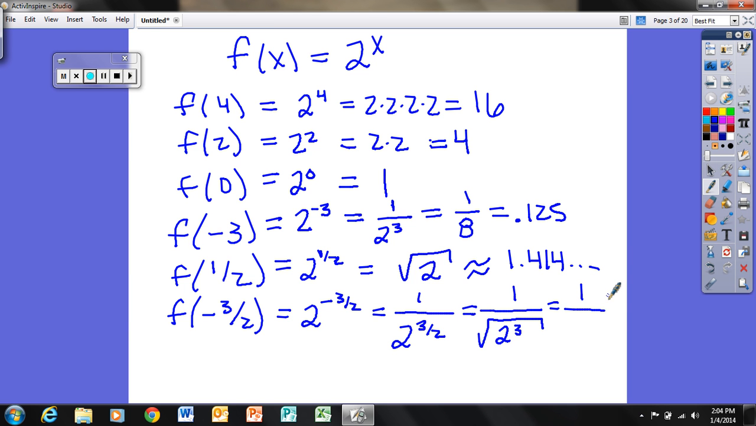And we just said up in this example up here that 2 to the third was 8, so square root of 8. And you can either do that on your calculator, or you can reduce it down to 1 over 2 root 2, which is the same as 0.35355. So these are examples of how to evaluate exponential functions.